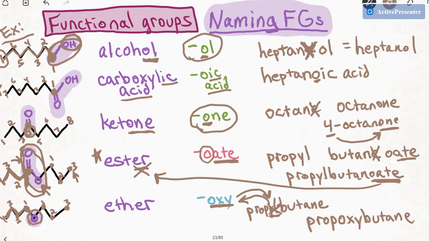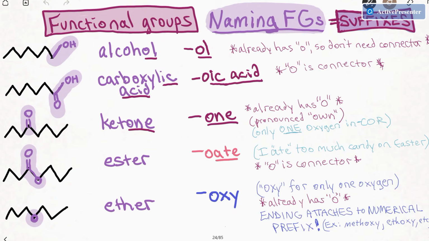And we don't have to put a number on here because the parent strand always begins at 1 on one side of the interrupting oxygen, and the propoxy means it's the alkyl group on the other side of the interrupting oxygen, the 1, 2, 3. So this would be propoxy butane. So these are just tips on how I remember this stuff.